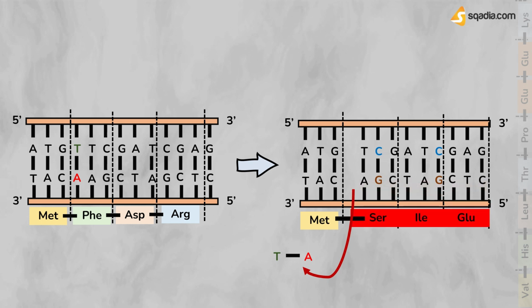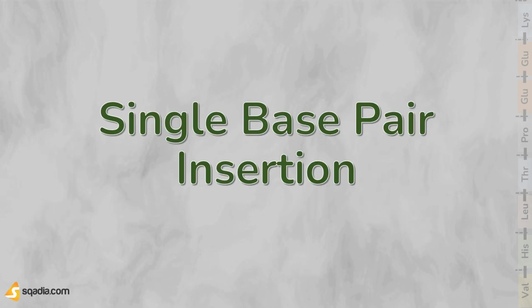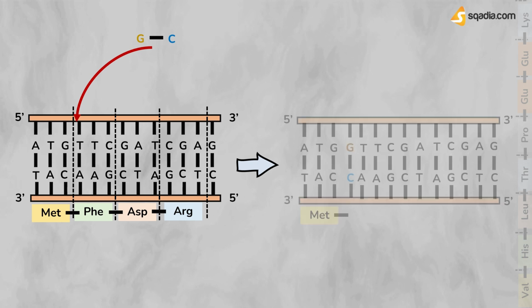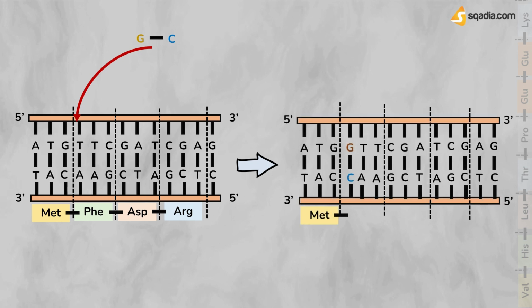Moving forward to single base pair insertion, also causing frameshift to the normal sequence. Guanine and cytosine are added, leading to frameshift. So different amino acids will be produced.